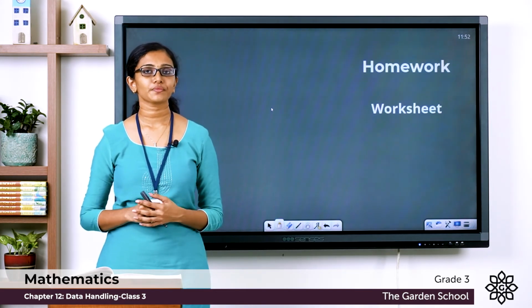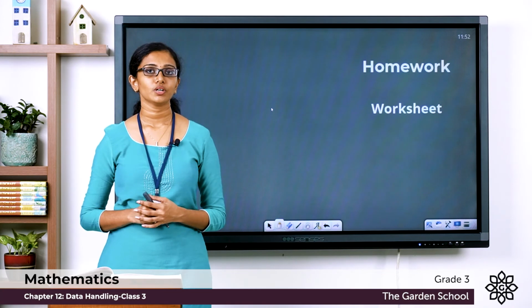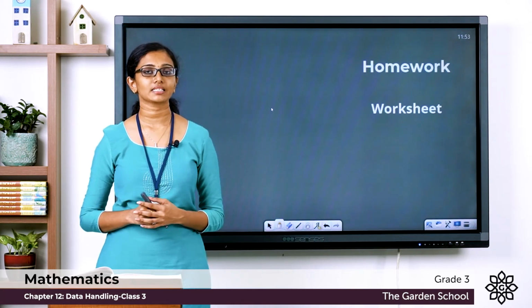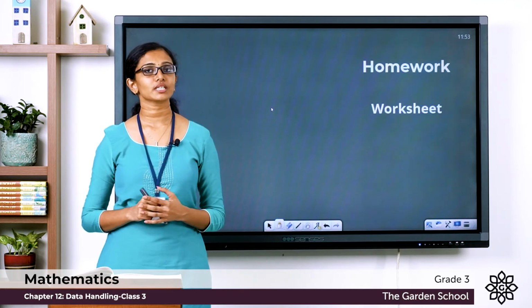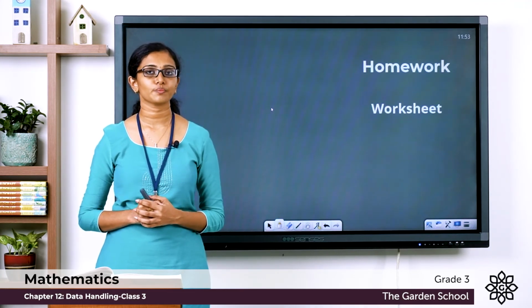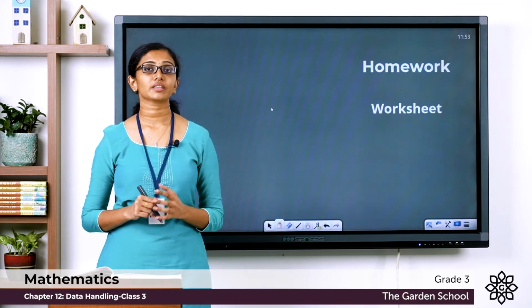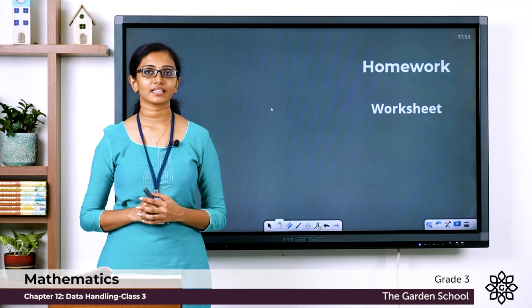Before we wind up for the day, let me remind you, there is digital content that comes with this textbook, which you can always access from anywhere, anytime, using the token number given at the back side of your book. So just have a look at it. It will be a fun interactive experience for you. And whenever you learn math, try to connect it with your daily life. And you'll see how fun learning math is.